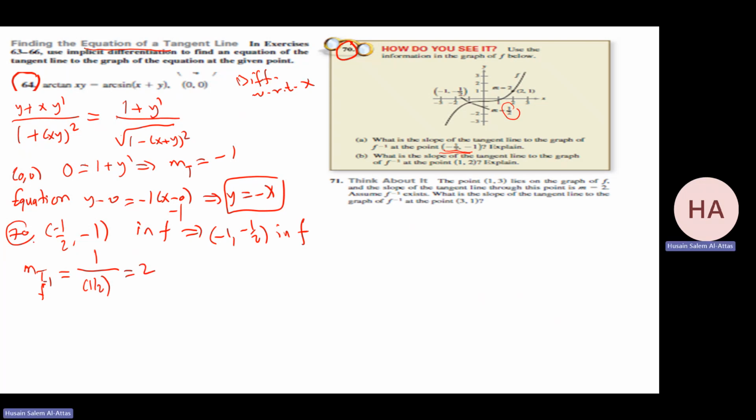This is part A. Part B, the same idea. If 1 and 2 is in f inverse, that means 2 and 1 is in f. So m tangent for f inverse would be 1 over, what is the slope now? 2. So 1 over 2.